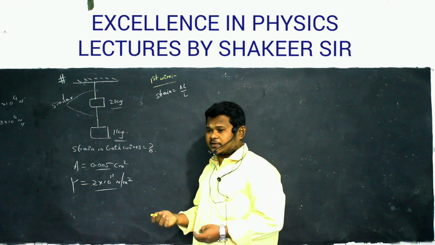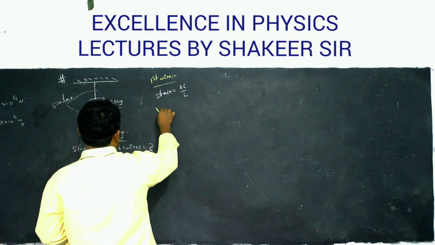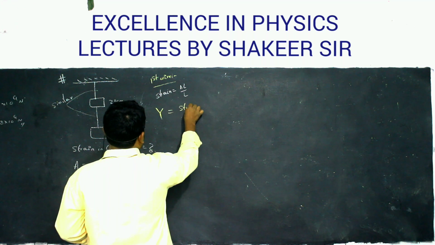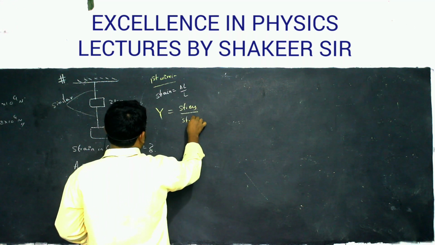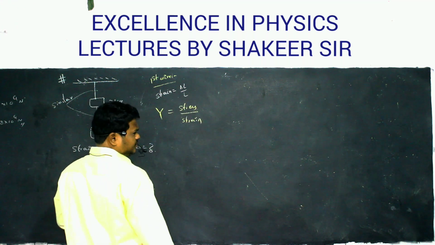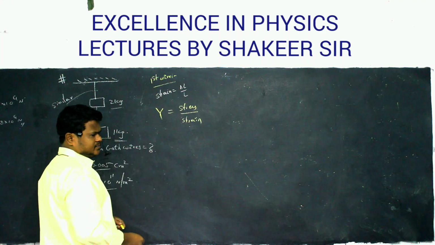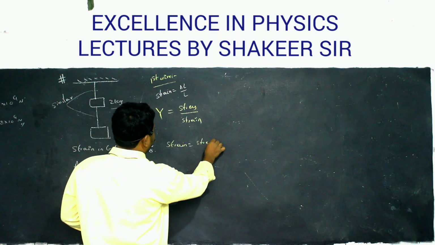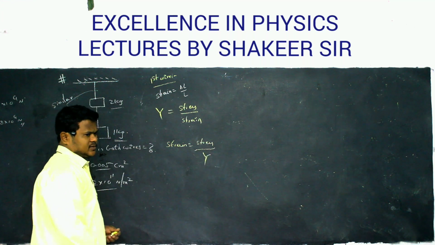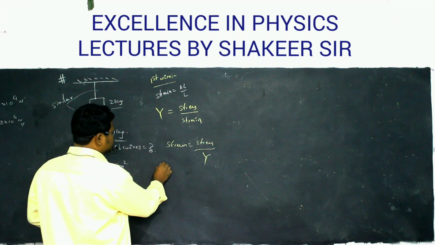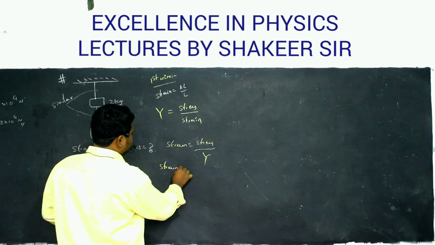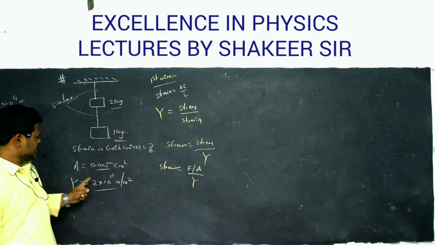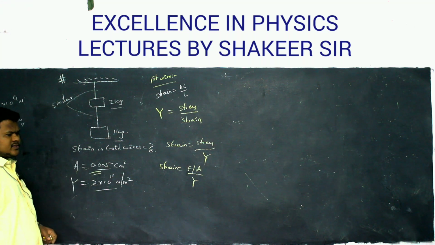The basic definition of Young's modulus we know, no? Young's modulus is what? Stress divided by strain. This is called Young's modulus, no? Clear? From this can't I calculate strain? So strain is equal to stress divided by Young's modulus. Again, what is meant by stress here? Force per unit area divided by Young's modulus. Area of cross section is already given, 0.005.